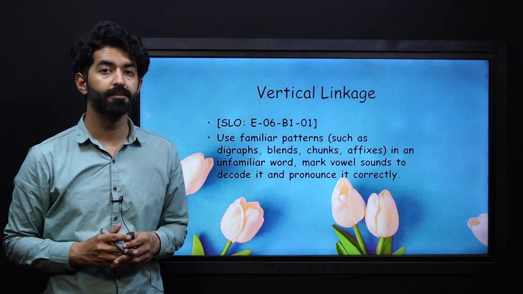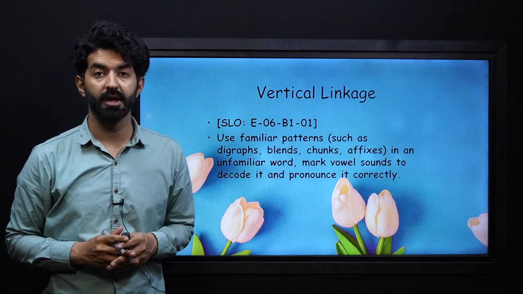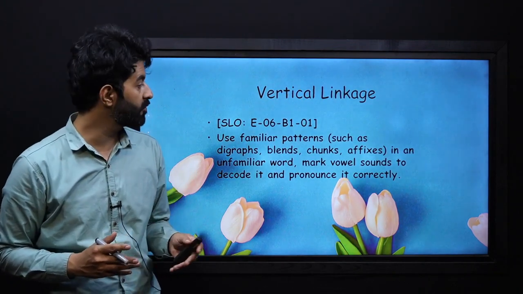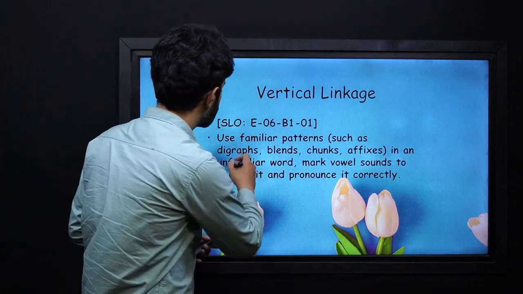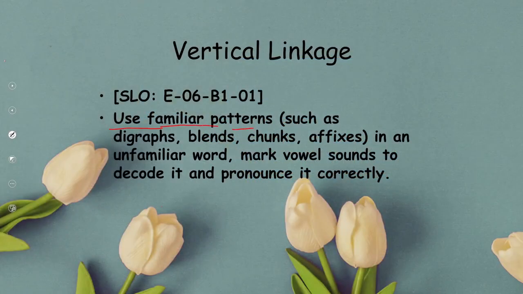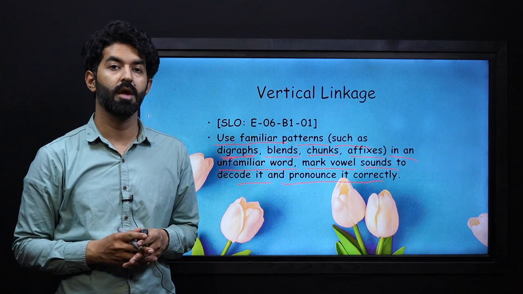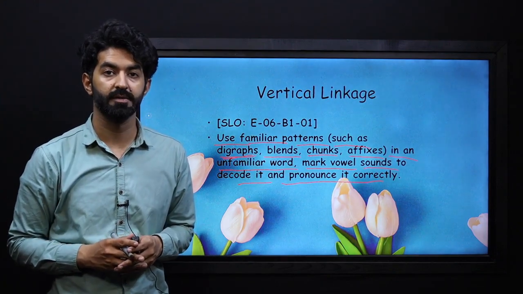So let's begin. But first, here is a vertical linkage of the SLO with the previous grade that you have gone through. In that, it's the same. You use familiar patterns such as digraphs, blends, chunks, affixes in an unfamiliar word, mark vowel sounds to decode it and pronounce it correctly. So this was our previous students learning outcome of grade 6.